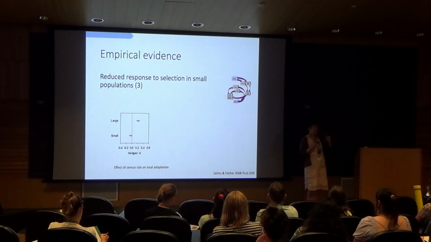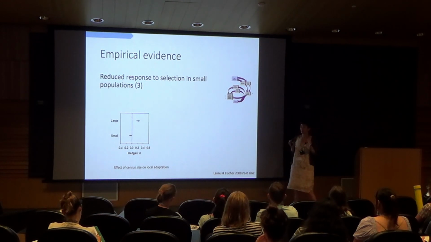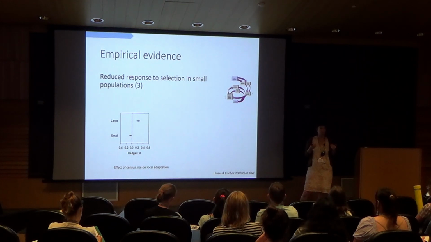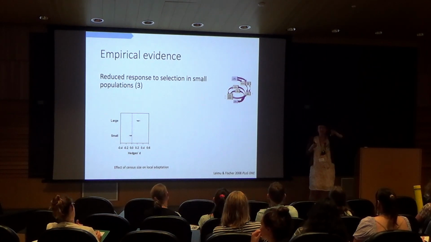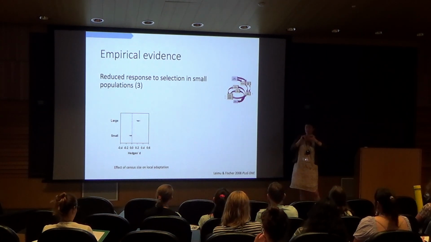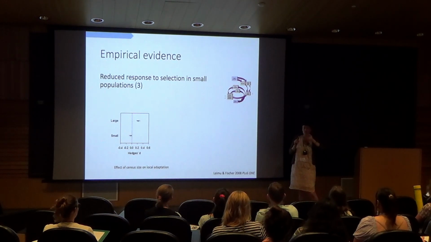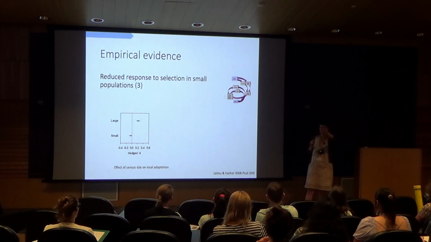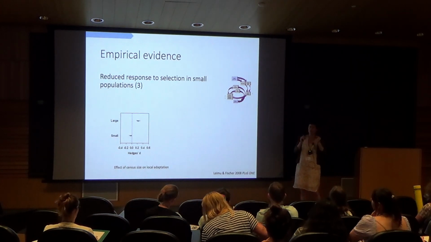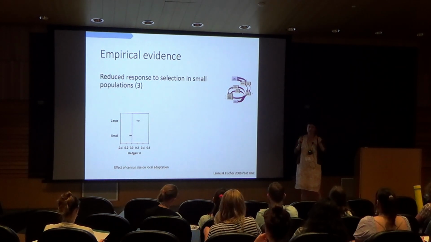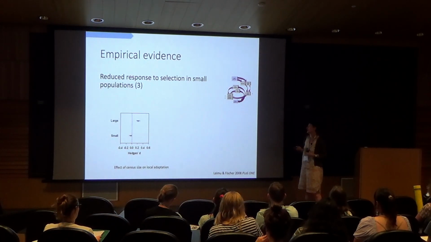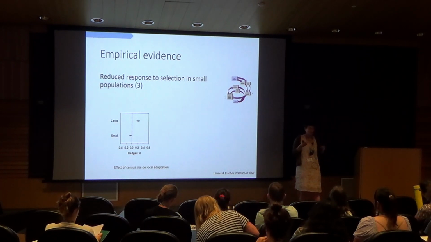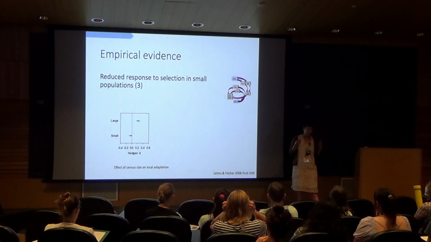Now, how do we test for local adaptation? The classic type of experiment is a reciprocal transplant experiment. So you take organisms from many sites, for example plants, and then you experimentally plant them in their home environment, but also in away sites. And it's this effect of difference in performance between home and away sites that gives you an indication of the magnitude of local adaptation.